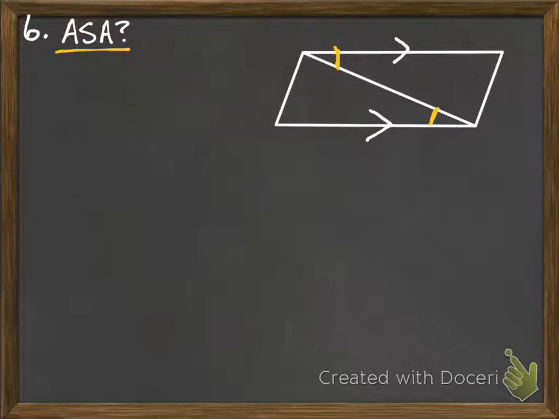We also know based on the reflexive property that this line is equal to that line. So we have an angle and a side. We do not have enough information, so it is not possible. The answer is not possible.